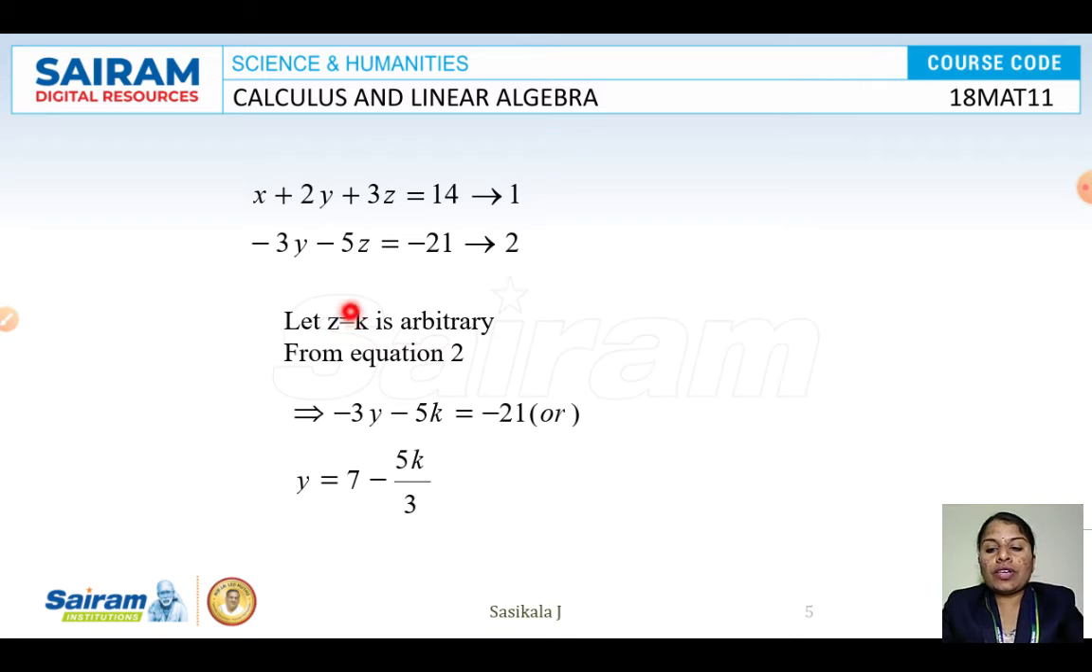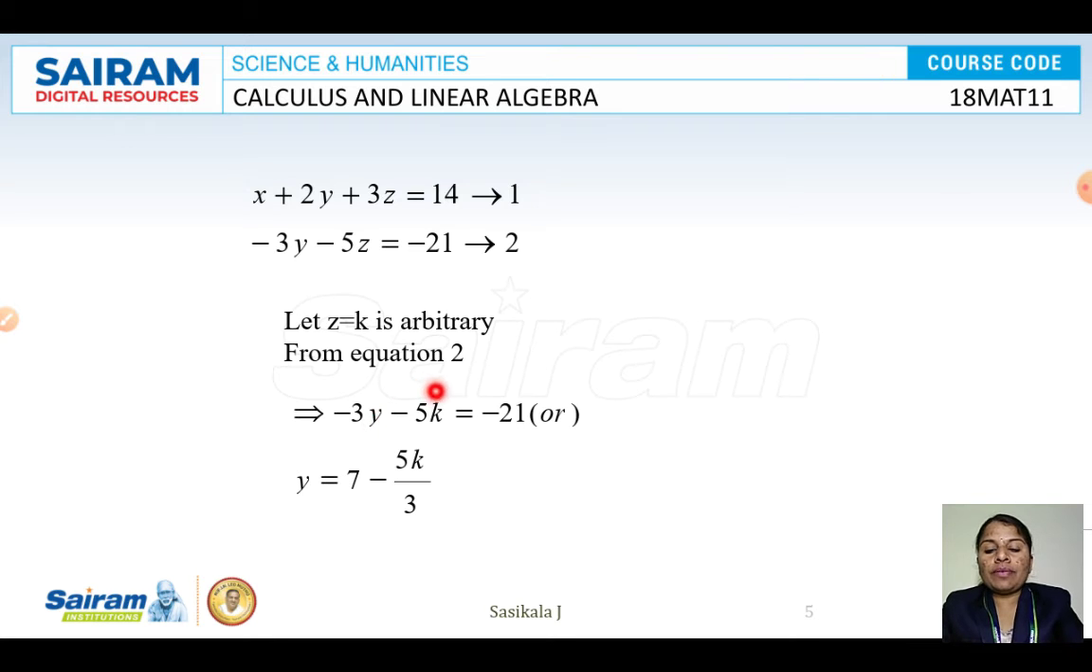You can just consider z equal to k, an arbitrary variable, since you have infinite solutions and the rank is less than the number of unknowns. From equation 2, substitute z equal to k. What will happen? Minus 3y minus 5k is equal to minus 21. So y is equal to, what is that?